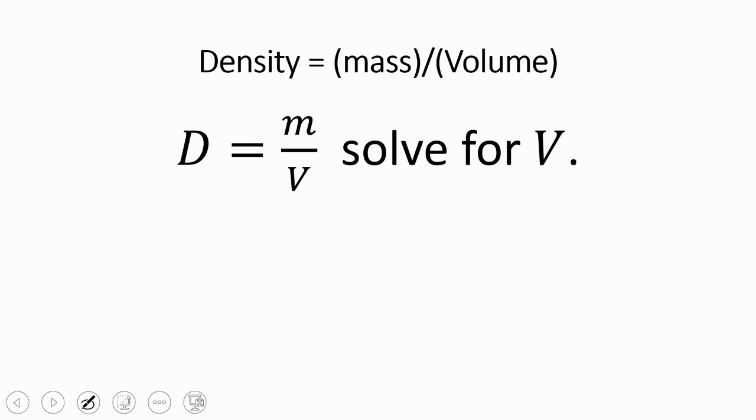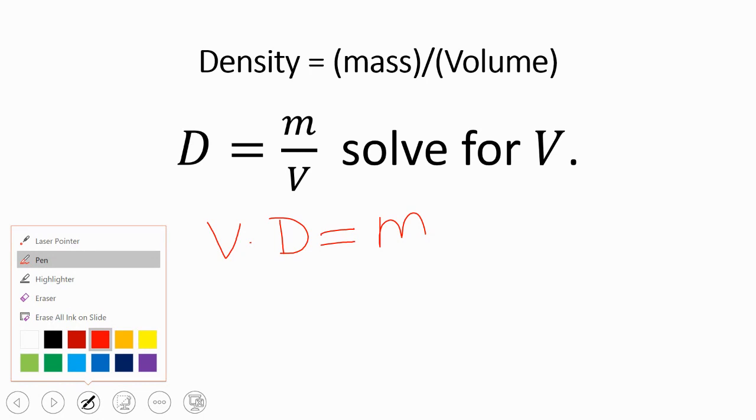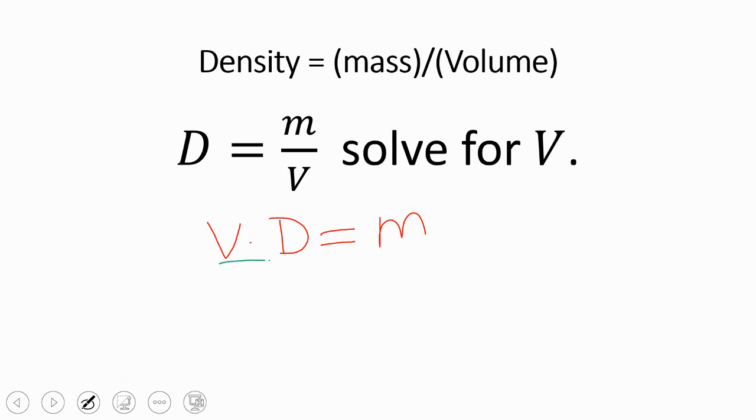Density is equal to mass divided by volume. That's the formula. But if I want to solve for V, I want to do something that's easy first, and that is I know the volume times the density is equal to the mass. So now, since I know that step, all I have to simply do is divide by D. Why am I dividing? Because D is being multiplied to V. So since it's being multiplied, I can divide.